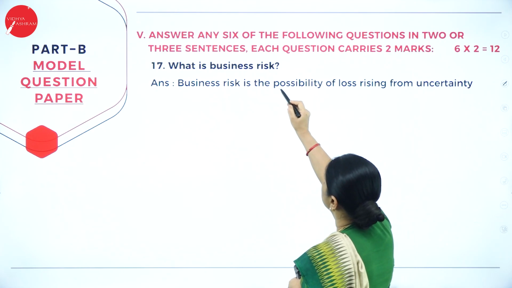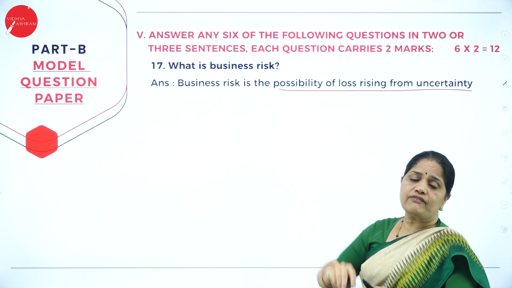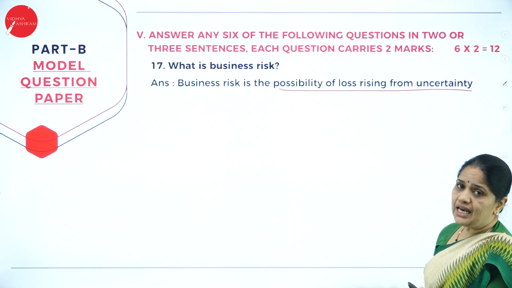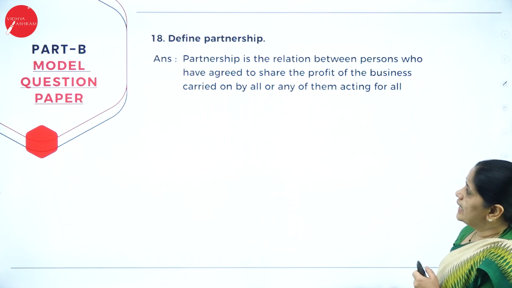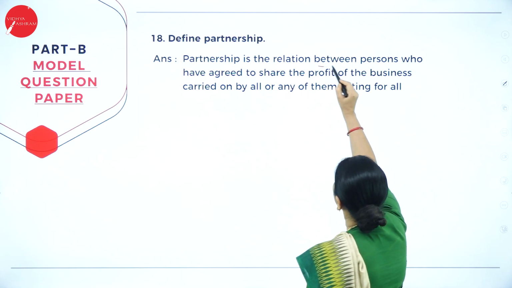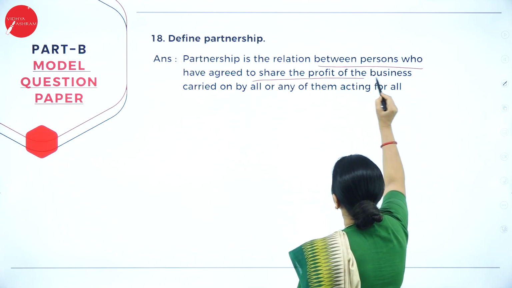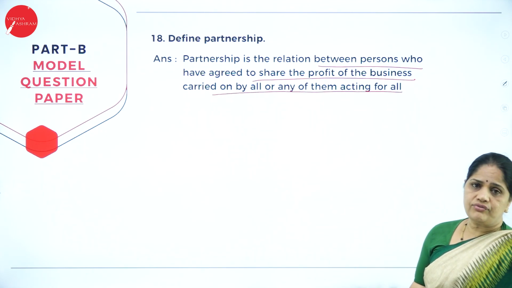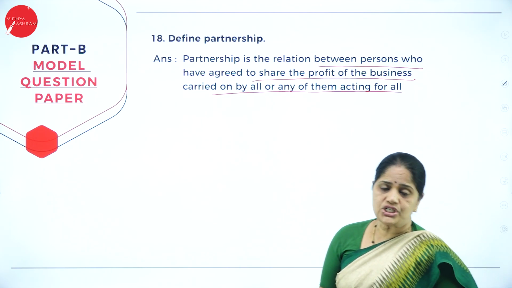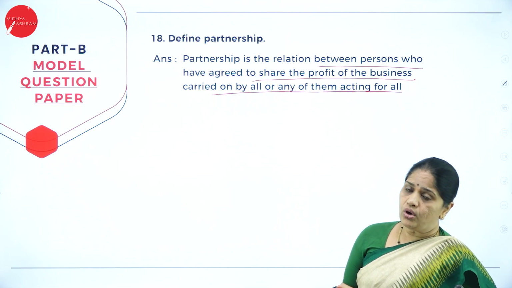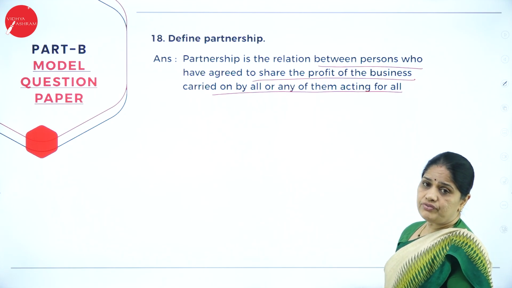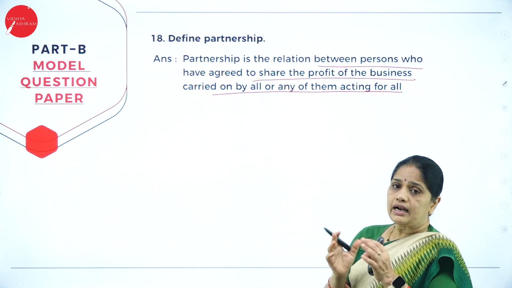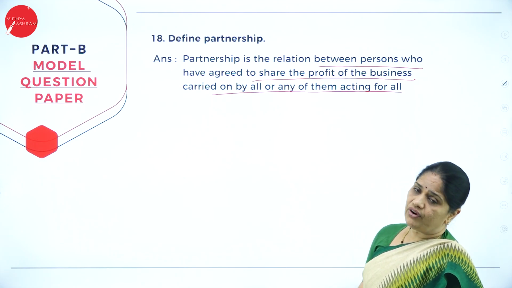What is business risk? Business risk is the possibility of loss arising from uncertainty. It is the loss which the business experiences because of the uncertainty of the environment. Next, define partnership. It is the relationship between persons who have agreed to share the profits of the business carried on by all of them or any of them acting for all. So, partnership is a relationship existing between the partners who have agreed to share the profits of a business. So, they have all invested money in the business and they are ready to share the profits of the business run by all of them or any of them acting for all.